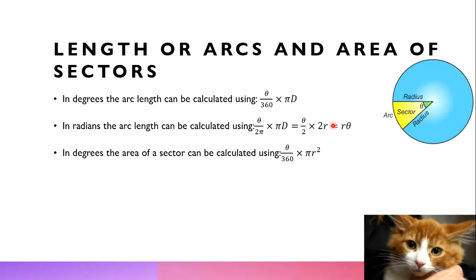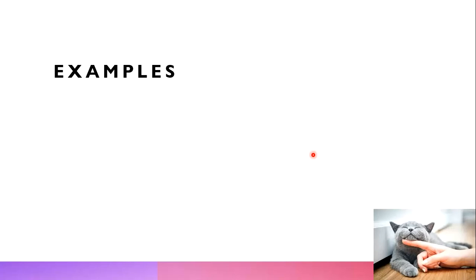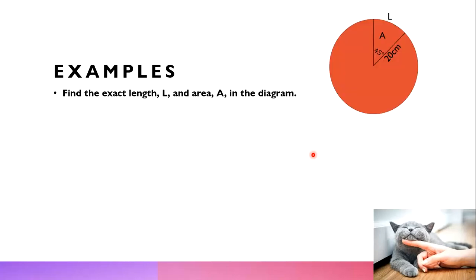In degrees, the area of a sector can be calculated using theta over 360 lots of pi r squared, a fraction of the area. In radians, it becomes theta over 2 pi lots of pi r squared. The pi can cancel out and you get half r squared theta. That's as simple as it gets. But once again, it's simpler than the one for degrees, so it might be easier for you. It might be easier to just leave it as it is. It's up to you. Okay, now we get on to some examples.